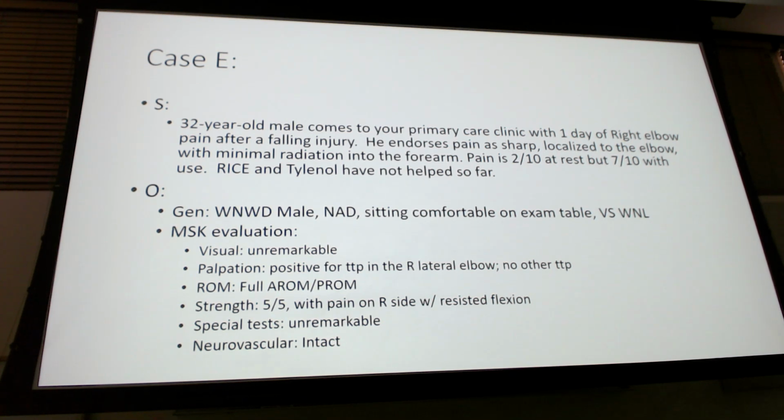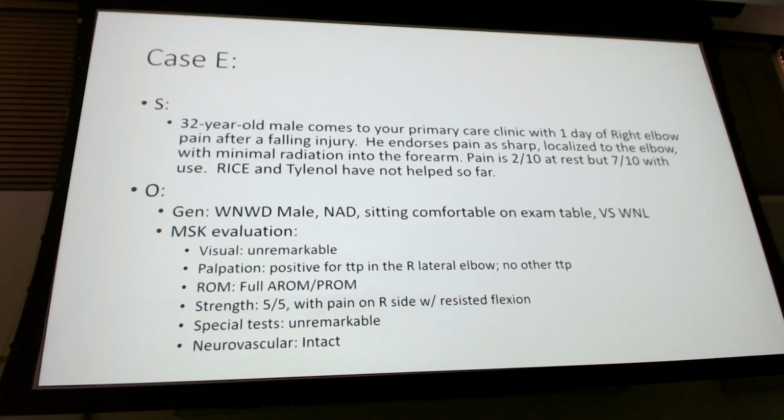Objective: well-appearing, well-nourished, well-developed male, no acute stress, sitting comfortably on the exam table, and vital signs are within normal limits. Visual exam is unremarkable. Positive for tenderness to palpation in the right lateral elbow. No other tenderness. Full active and passive range of motion, strength is 5 out of 5, but a little pain with resisted flexion, right? A little bit of pain when you're doing that, but they have full strength. Special tests unremarkable. Neurovascular intact.